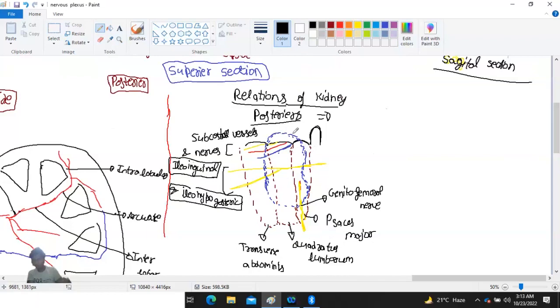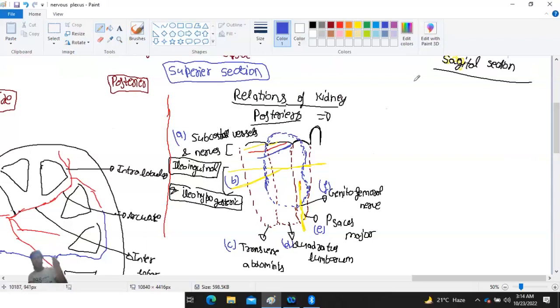This is the kidney. Then this is the diaphragm also. And one, so we write here first. Next, these are the posterior relations: 1, 2, 3, 4, 5, and 6.